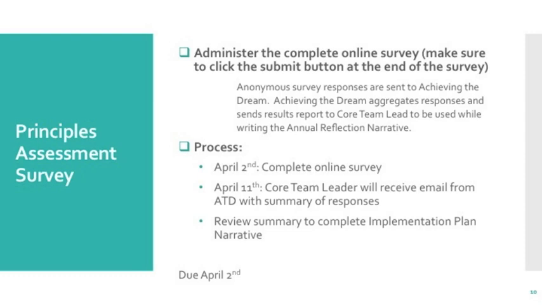As I said previously, we ask you to administer the online survey to a range of stakeholders involved in your student success work. Please make sure when you send this to them that they are aware of the submit button at the end of the survey so that we actually receive their results. Once we have received the responses, we will aggregate these for each of the colleges and send a report of the results to the core team lead, which will then help with your implementation plan narrative. So the online survey is due by April 2nd, and we will try and get responses back to your core team leader by April 11th.